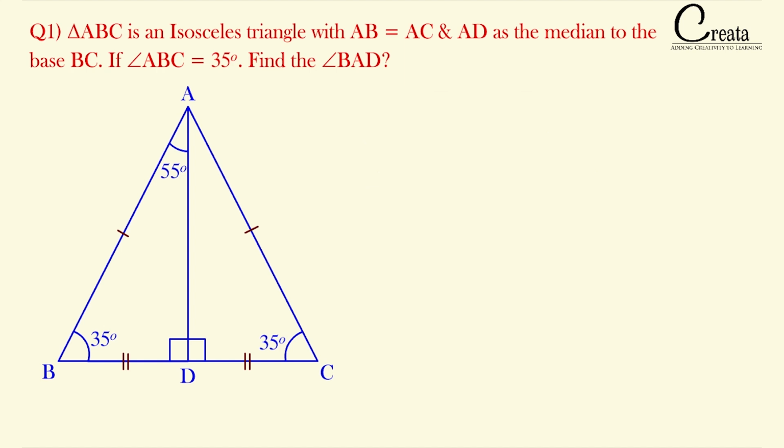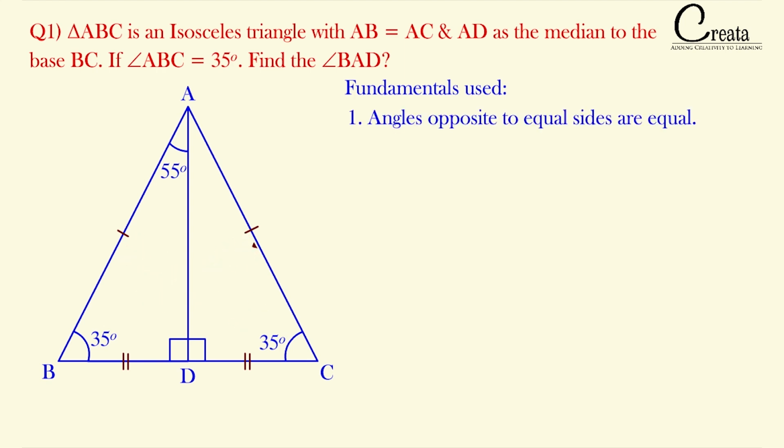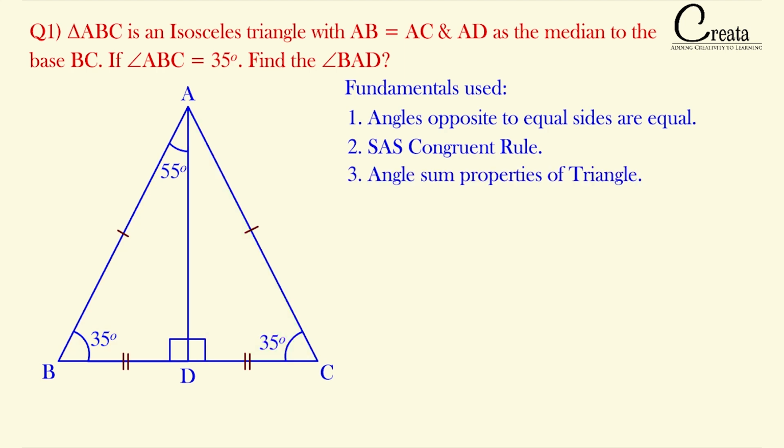So the fundamentals that we have used in these questions are: the first fundamental is that the angles opposite to equal sides of an isosceles triangle are equal. So we got both of these angles as equal to each other. Further, we have applied the fundamental of congruency, that is both of these triangles are congruent to each other. Then we have applied the fundamental of the angle sum property of a triangle. These three fundamentals we have applied.